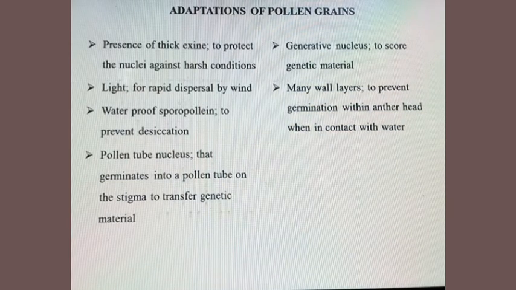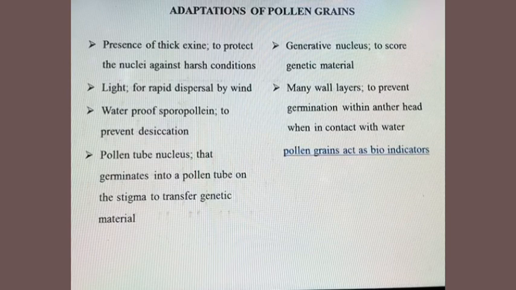The entire pollen grain has very many wall layers. You remember we've talked about the exine, we've talked about the intine. And this one prevents germination within the anther head when the pollen grain comes into contact with water.